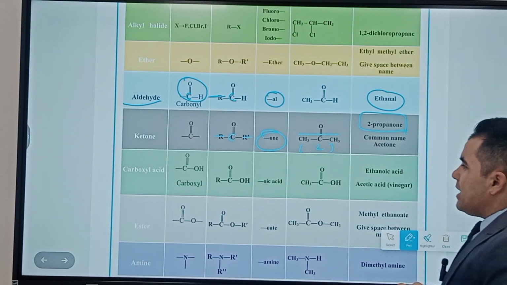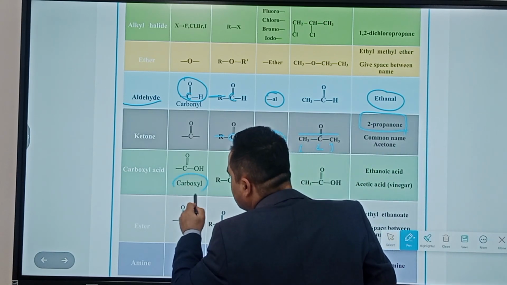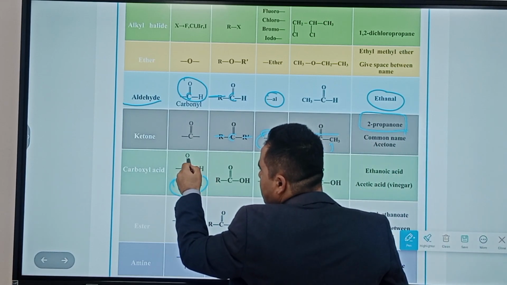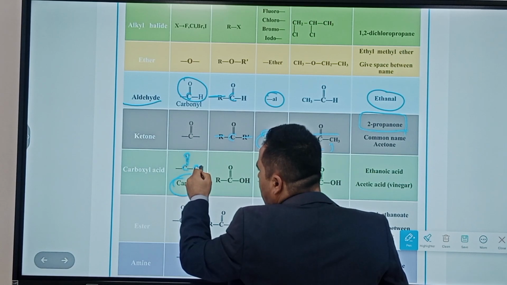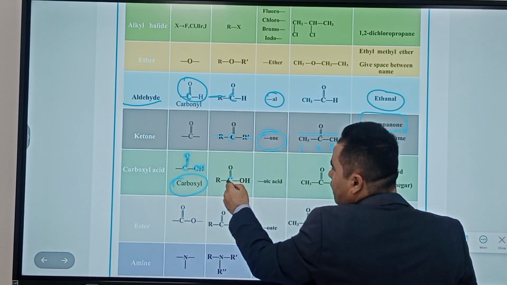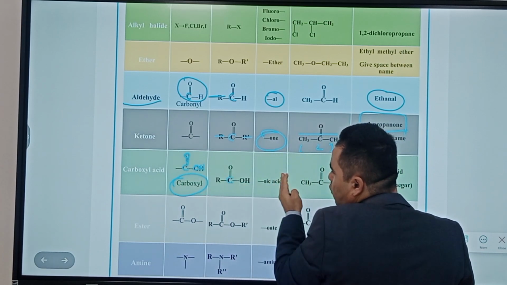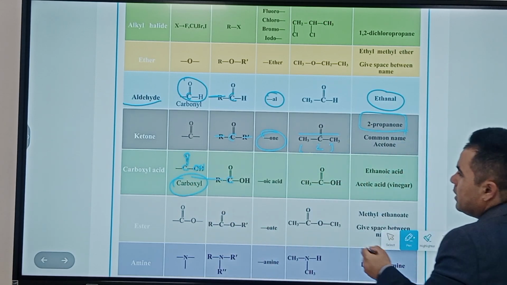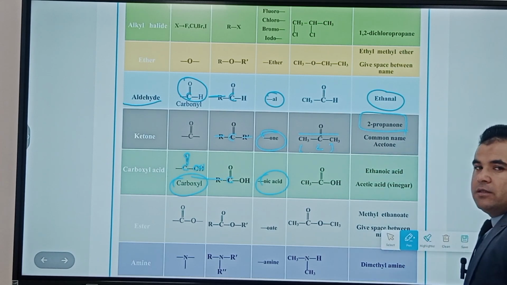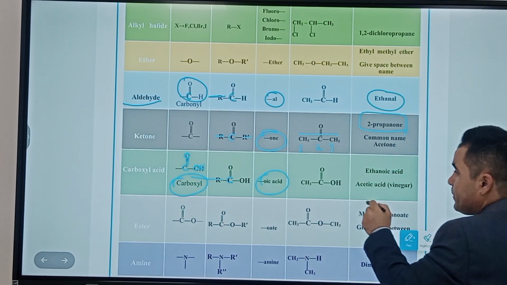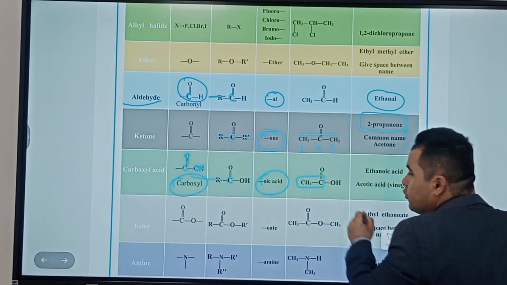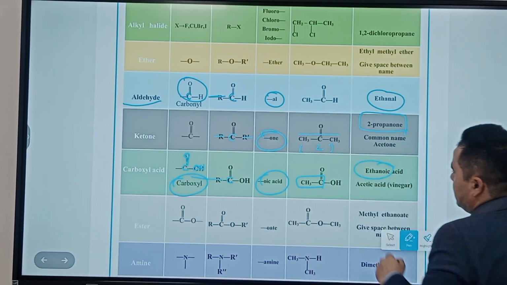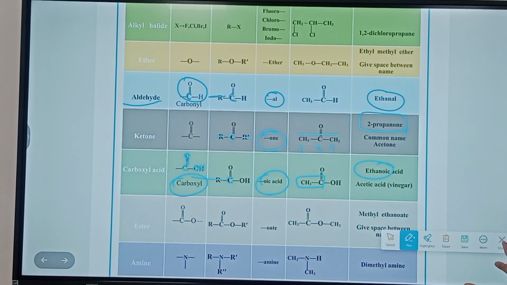And then carboxylic acids have the carboxyl group in their structure. The carboxyl group is C connected to oxygen with the OH, and the general formula is closed at one end and open at the other end. This takes the suffix -oic. As you can see here, we have 2 carbons. So the 2-carbon one is what? It is ethanoic acid, acetic acid in vinegar.